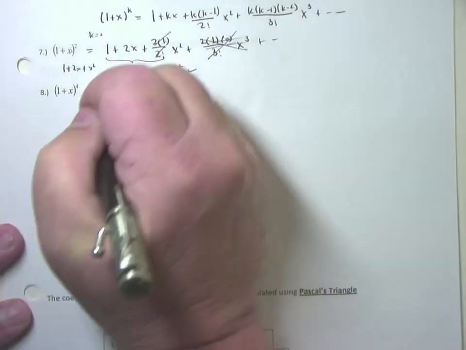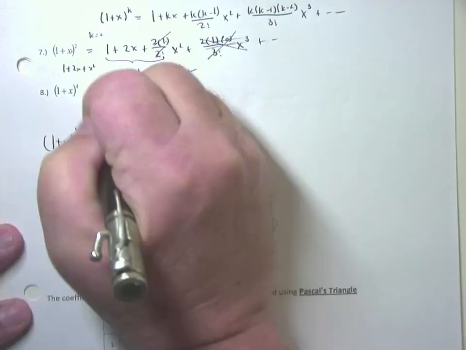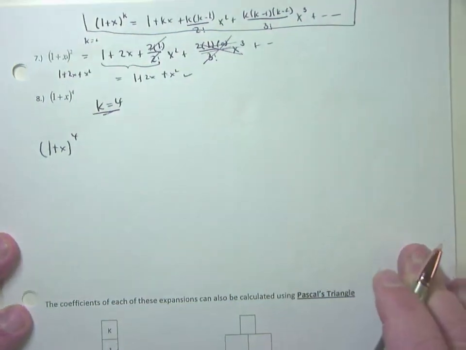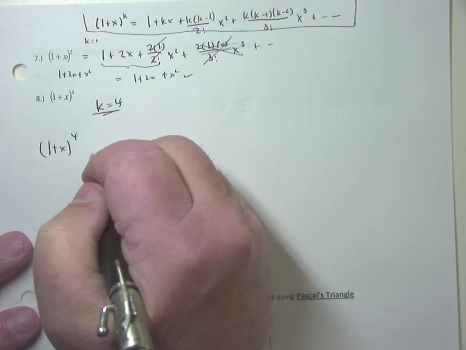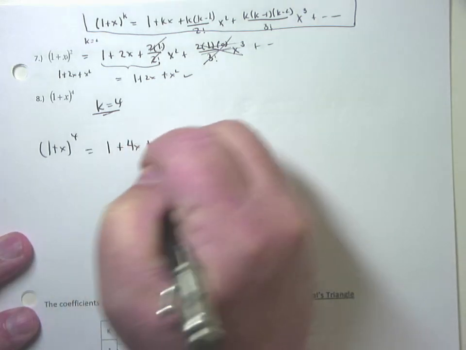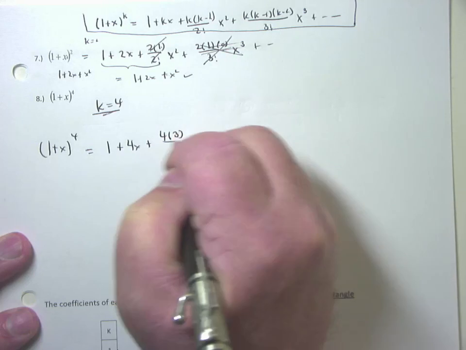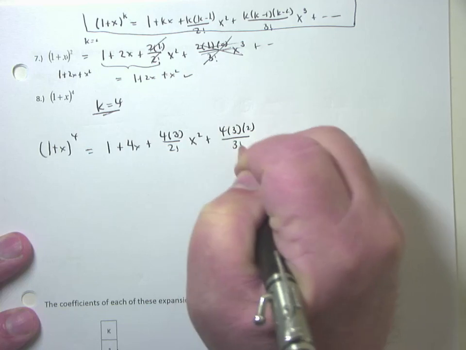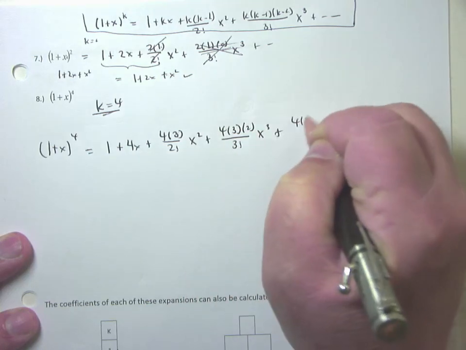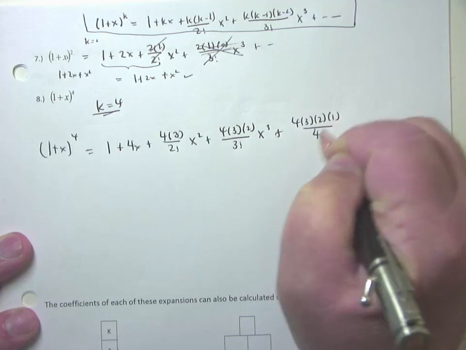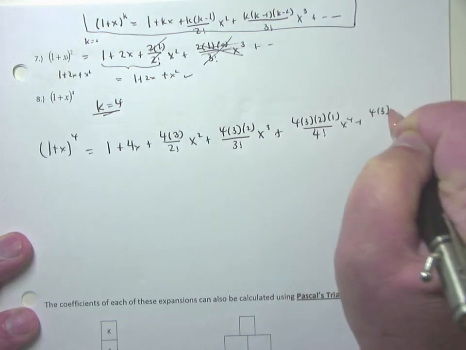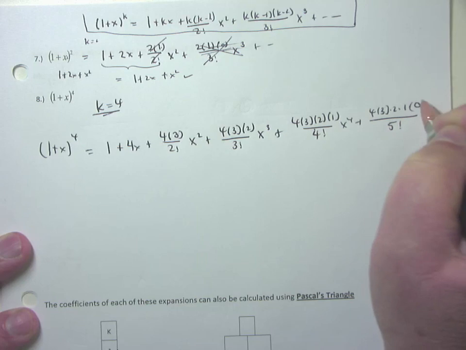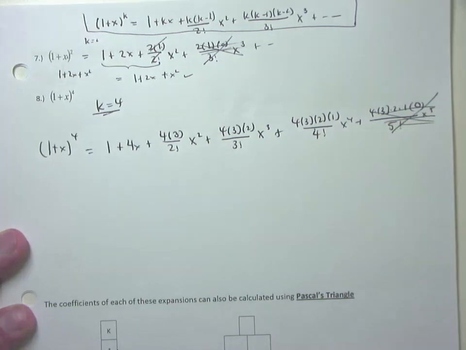All right. Here, k equals 4. And I have my formula written out right up here. So I always have my formula nearby, so all I got to do is plug and chug. So this is equal to 1 plus 4x plus 4 times 4 minus 1 is 3 over 2 factorial x squared plus 4 times 3 times 2 over 3 factorial x cubed plus 4 times 3 times 2 times 1 over 4 factorial x to the 4th plus 4 times 3 times 2 times 1 times 0 over 5 factorial x to the 5th. And once the 0 shows up, all the terms behind it cancel out.